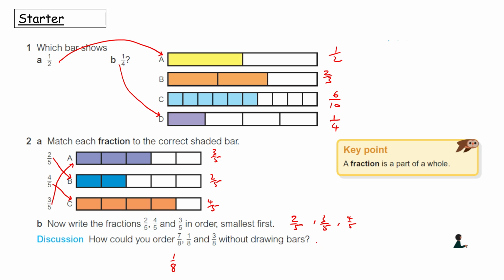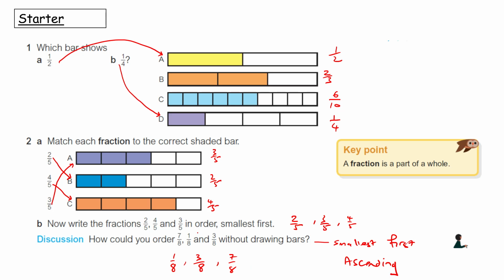Ooh, that's another thing. They didn't say whether we want to do it smallest first or largest first. We're going to go smallest first, which is also known as ascending. Ascending, so going from smallest to biggest. So like we say, one part out of 8. Then the next biggest is going to be 7 or 3. It's going to be 3 out of 8. So 3 parts out of 8, and then the largest is 7 out of 8.